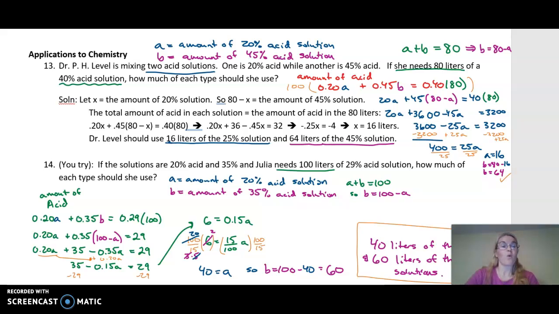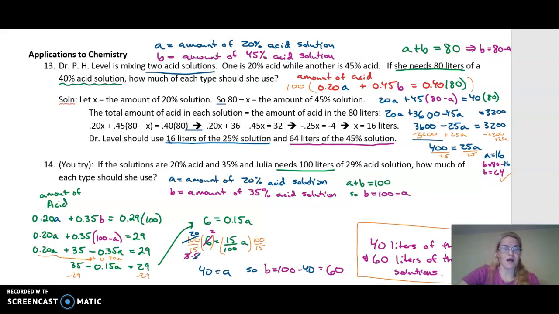Chemistry, mixing. When I teach this, I teach it as a system of equations, right? I let A be the amount of 20% acid solution and B is the amount of 45% acid solution. If she needs 80 liters, to me, that means A plus B is 80, right? So I like having two separate variables, at least to start. And then from there, you can quickly solve for either A or B, right? I chose to solve for B. Why not? 80 minus A. And also because that's what I did here, only I used X instead of A or whatnot.